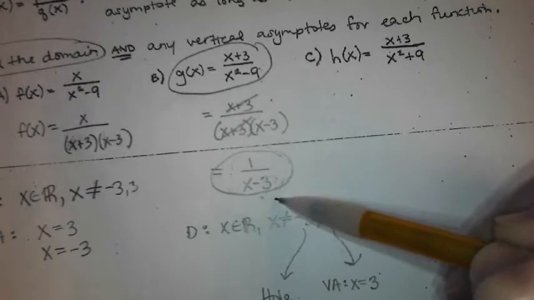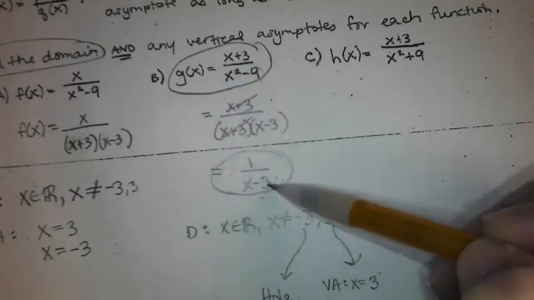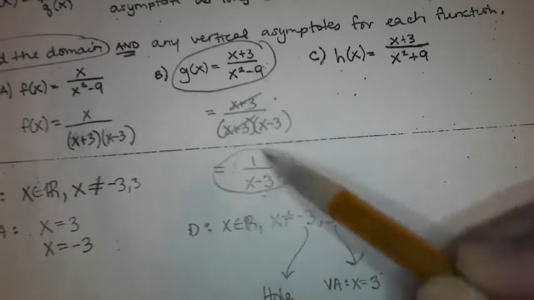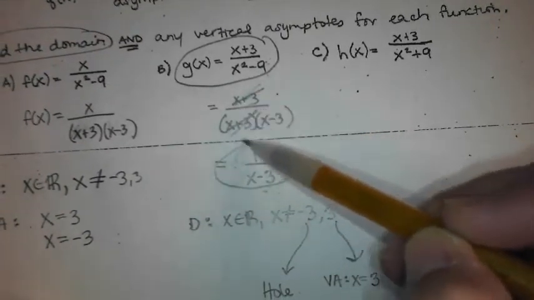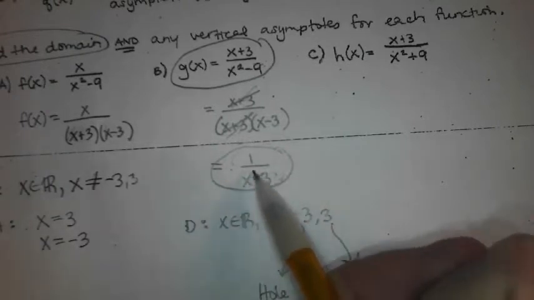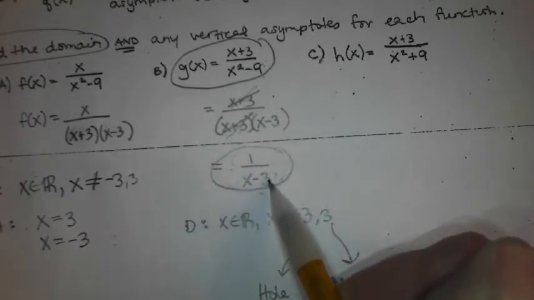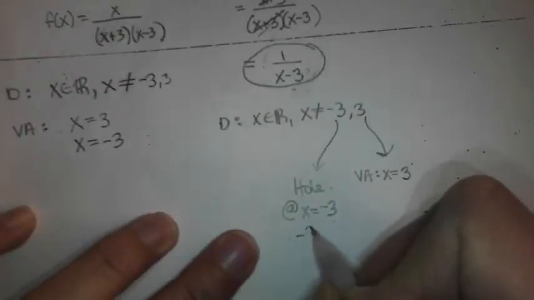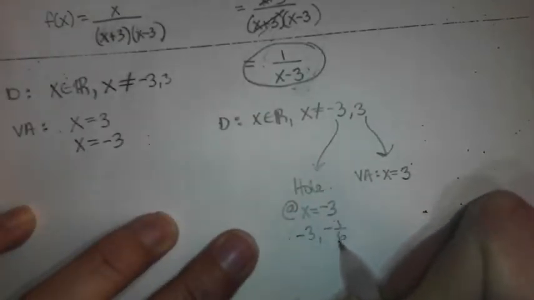But with the exception of that hole, the original function and the simplified function are going to look exactly the same. So we'll often simplify it so that we're better able to graph this by hand, and then we just have to know that this thing that canceled is a hole at negative 3, which at negative 3, 1 over negative 3 minus 3 would be negative 1/6. There's a hole at (-3, -1/6).